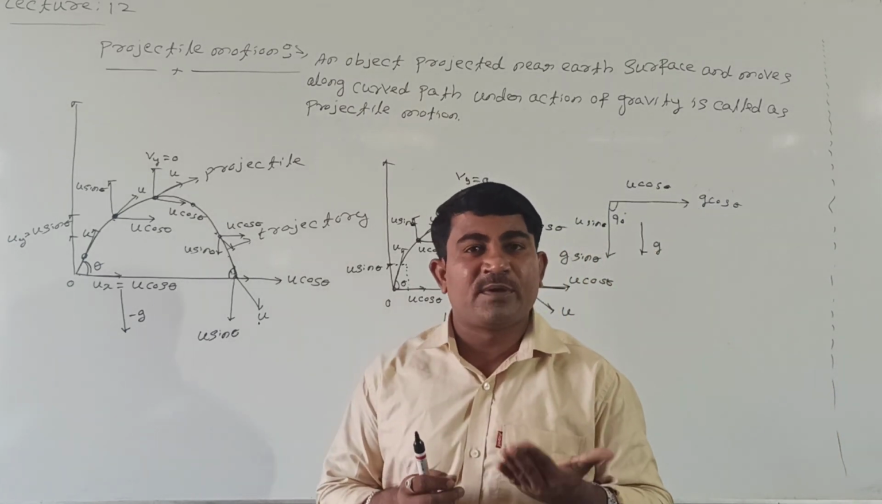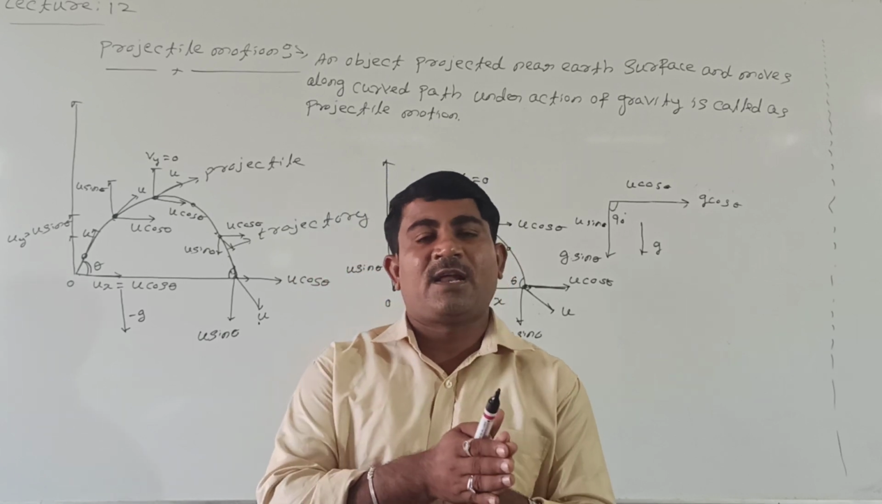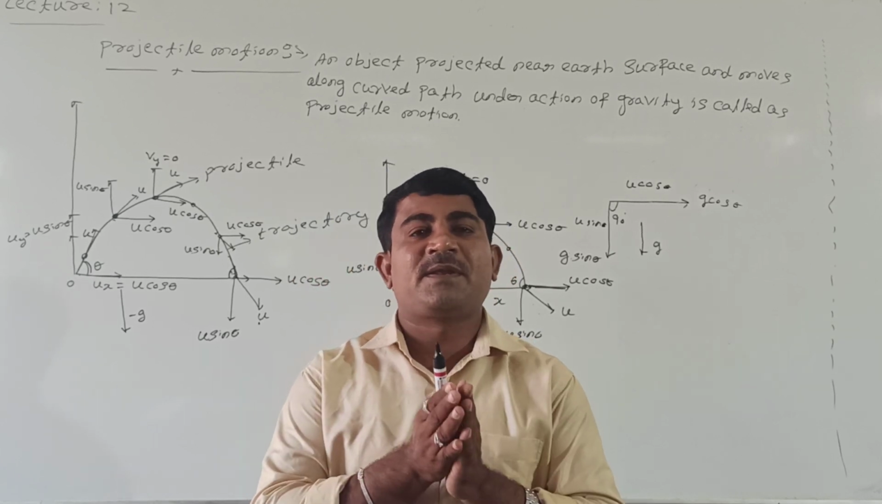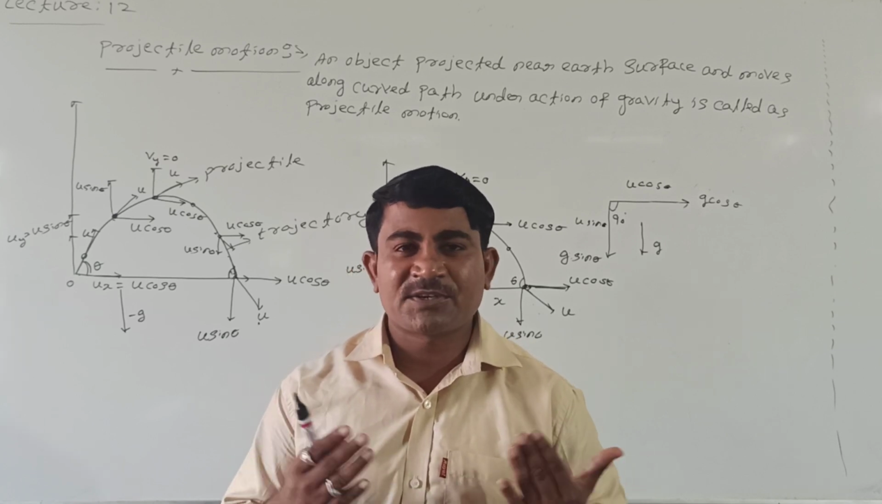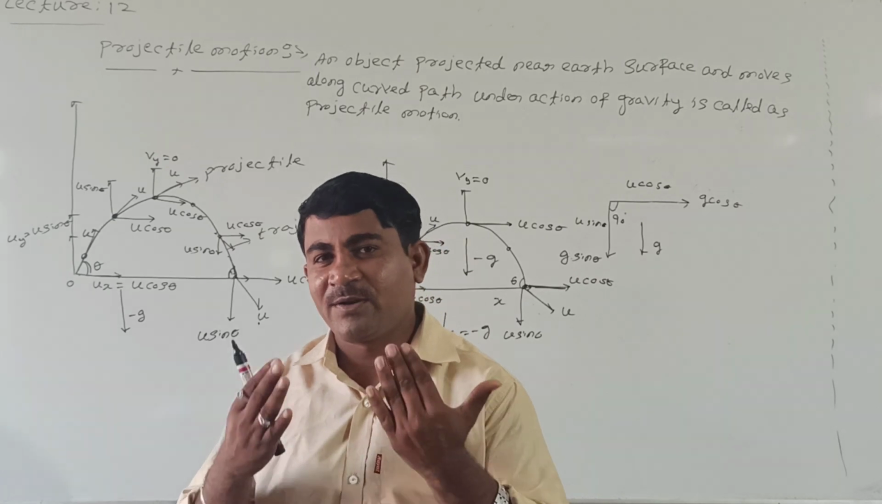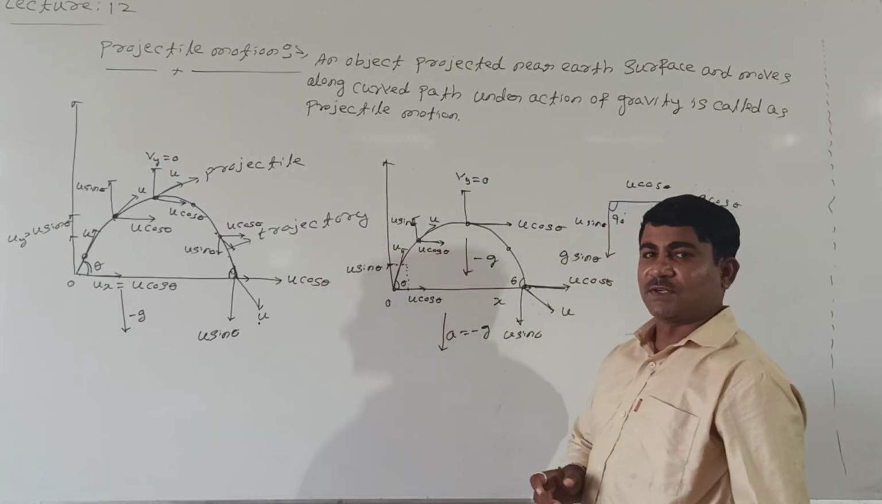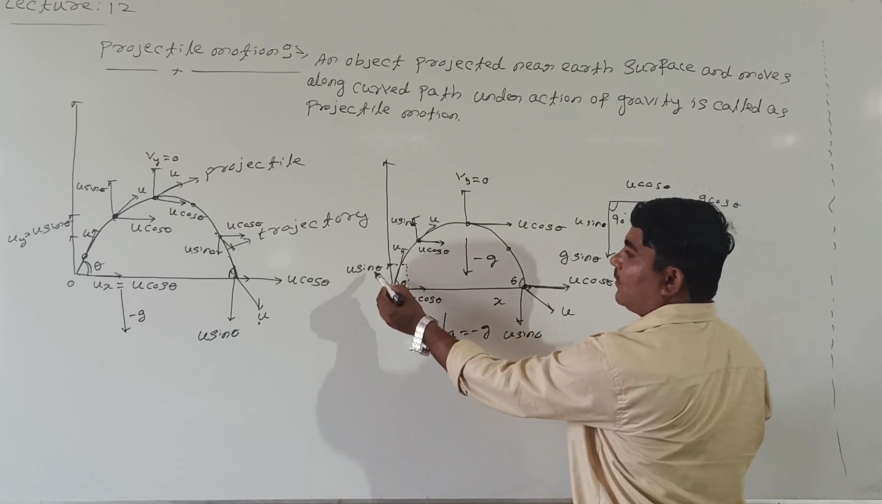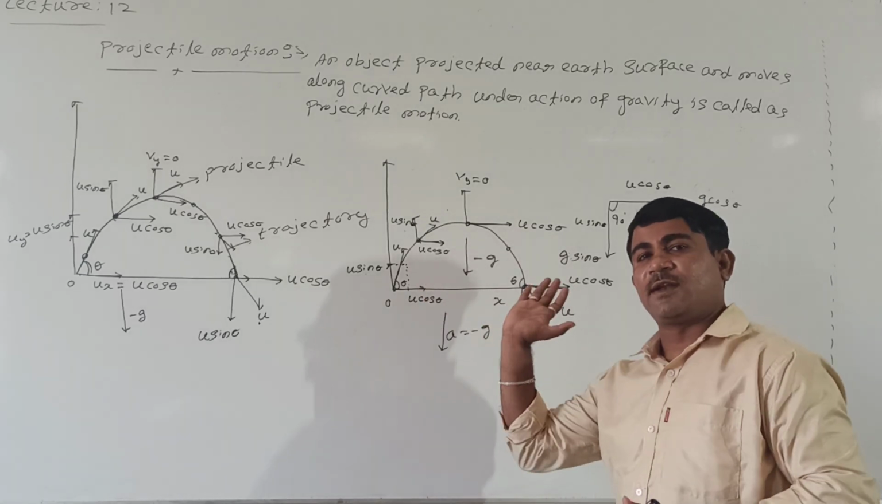Throughout the journey of the projectile motion, u cos theta component of projectile along horizontal direction remains same at every point. Because no acceleration due to gravity acting. But one more is there. What about vertical velocity here? What is the vertical velocity? Vertical velocity u sin theta. We are calling vertical velocity.